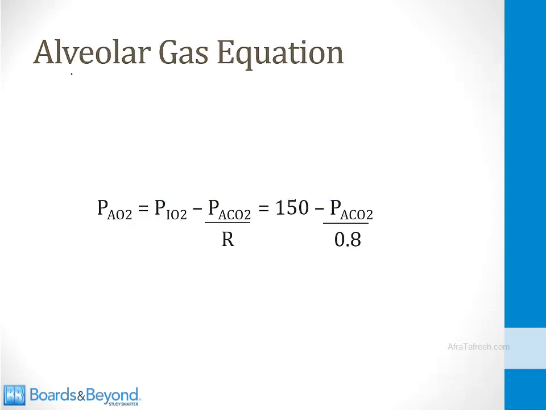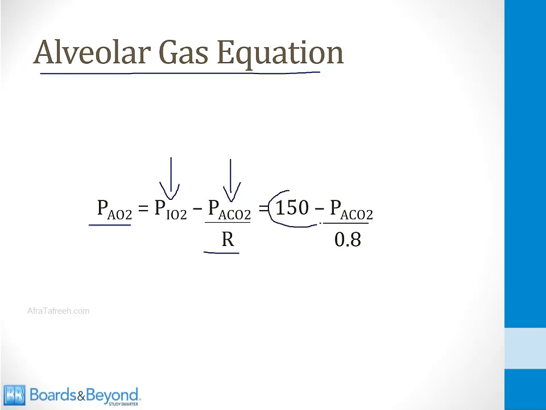In the video on ventilation and perfusion, I talk in detail about the alveolar gas equation, which is shown on this slide. According to this equation, the alveolar oxygen content is equal to the inspired oxygen content minus the alveolar CO2 content divided by a constant R. For patients breathing room air at sea level, the PiO2 is 150 and the constant R is 0.8, so now if we just know the alveolar concentration of CO2, we can determine the alveolar concentration of oxygen.